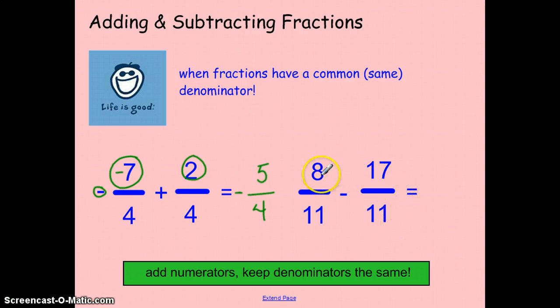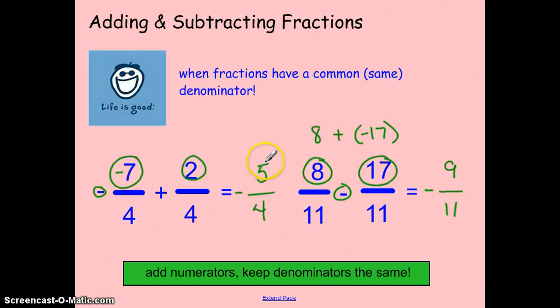In the second one, we've got 8/11 minus 17/11. So I've got 8 minus 17 on the top, so that means I need to add the numerators. I'm going to rewrite this as addition: 8 plus -17. When I add 8 and -17, they've got opposite signs, so I subtract and get 9. The bigger number is negative, so my fraction is going to be negative. And then I keep my denominator, 11. And it is okay, like in the example of -5/4, to keep your answer as an improper fraction. You don't need to move to mixed numbers.